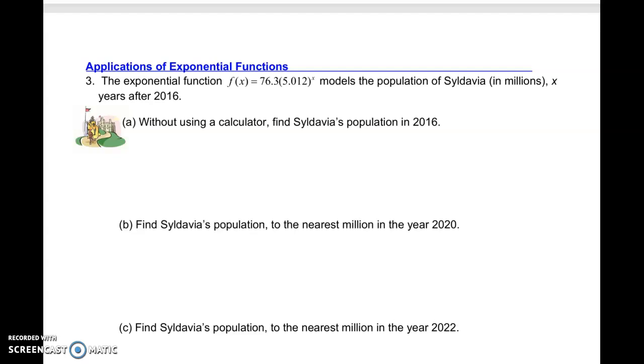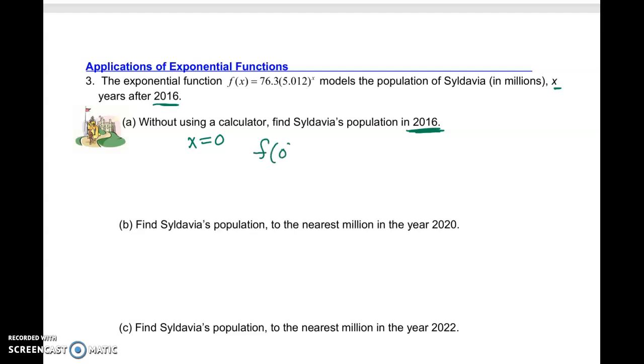Some applications. So for this one, we have an exponential function given to us, and it says that it models the population of this country x years after 2016. And it says, without using a calculator, find the population in 2016. So if you want to find the population in 2016, that means that x would have to be 0. That's the initial value it wants you to find, because x is the number of years after 2016, and in 2016, that would be 0 years.